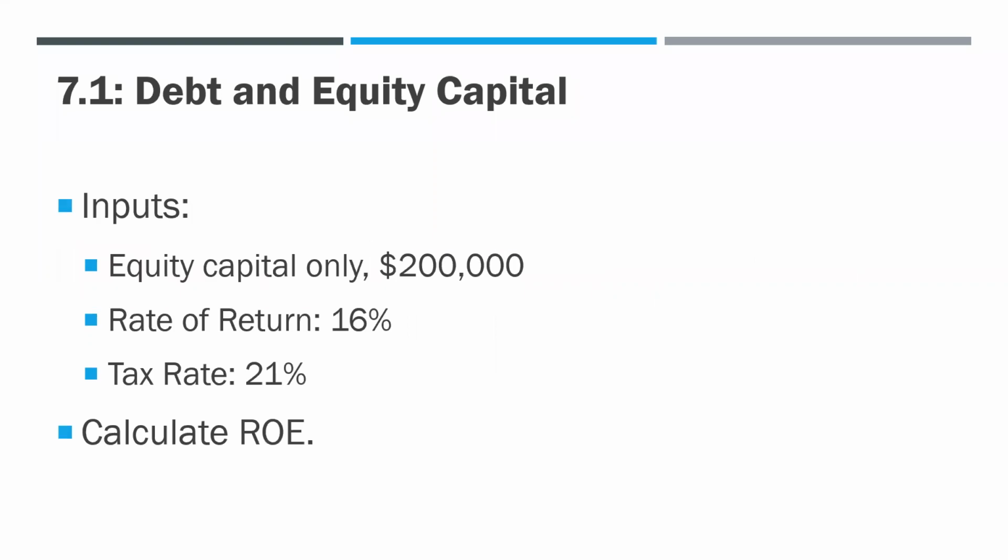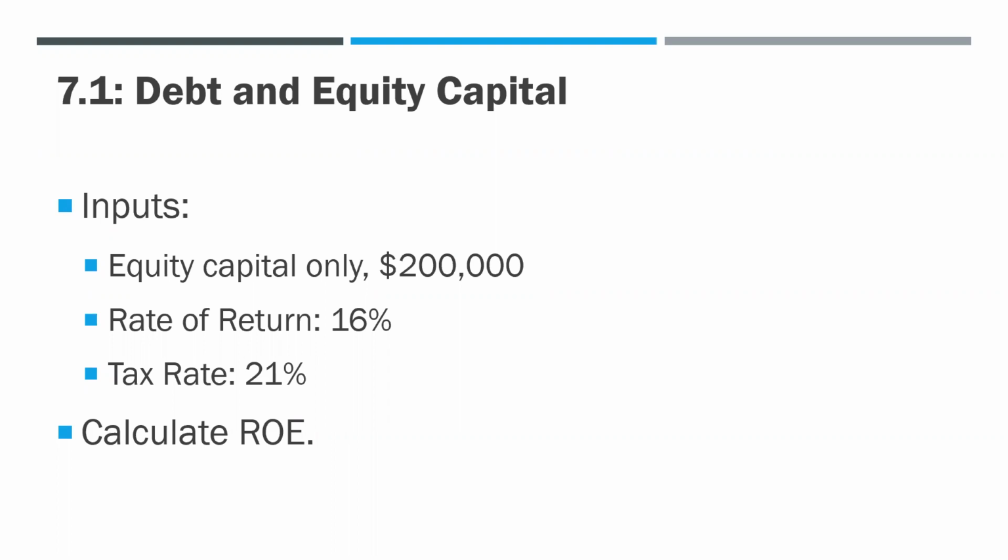Okay, so our inputs, our first illustration, we're going to go through a few different scenarios of mixtures of debt and equity informing the business's capital. We're going to start with capital only of 200,000. The next scenario will be equity capital only of double that amount, and then we'll bring in debt. And we'll calculate return on equity for each scenario, and also we'll calculate the change in return on equity from one scenario to the next.